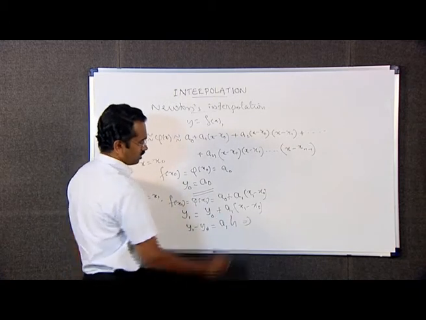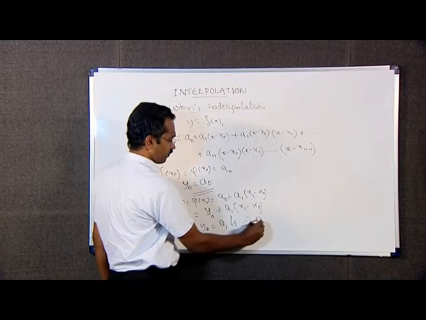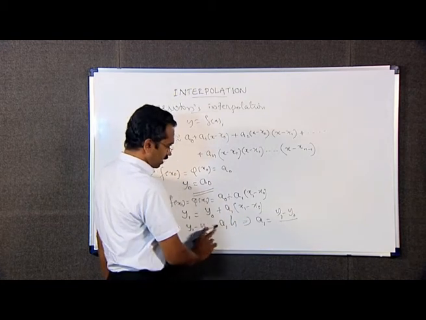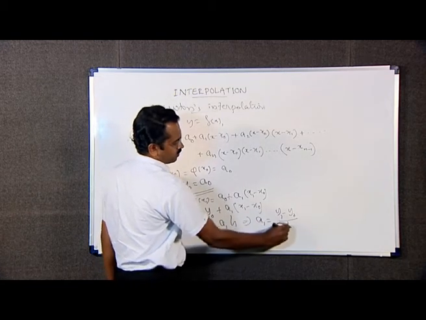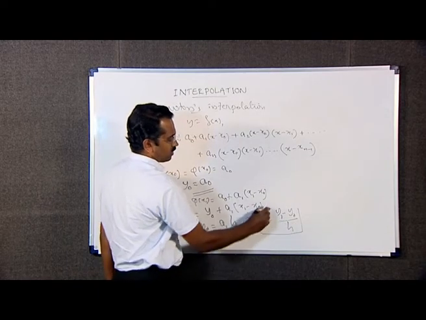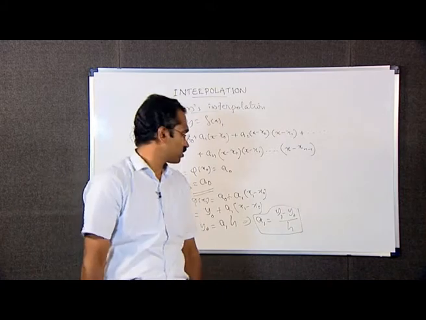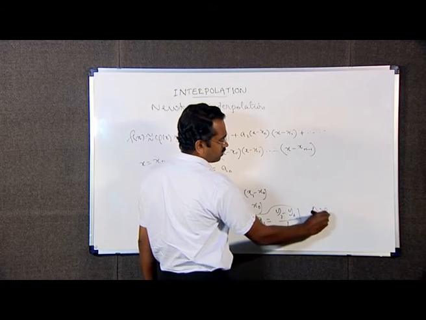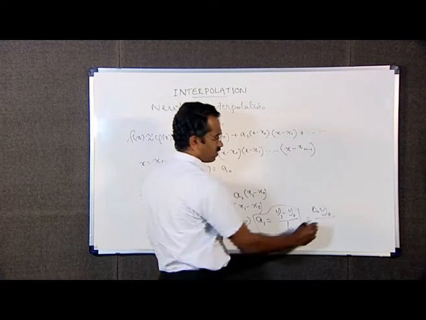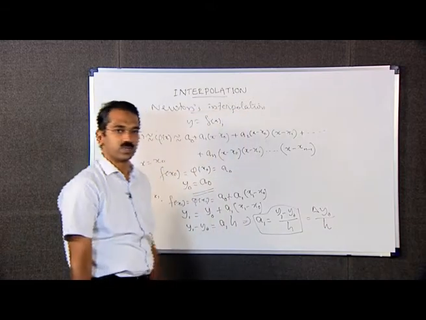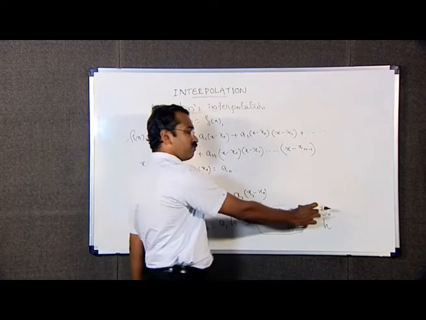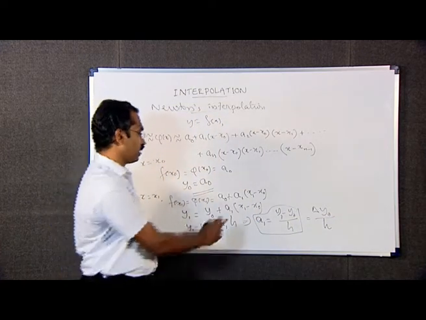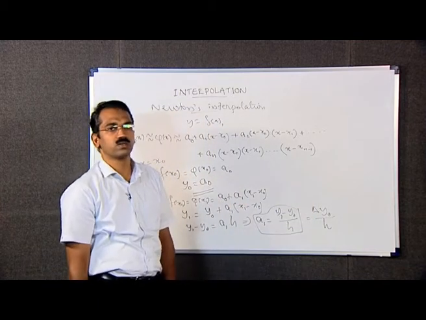This gives a1 is equal to y1 minus y0 divided by h. The value of constant a1 is y1 minus y0 divided by h, which can be written as delta y0 divided by h. Delta means the forward difference operator. In terms of the forward difference operator, we can write y1 minus y0 equal to delta y0. That is, a1 is equal to delta y0 divided by h.